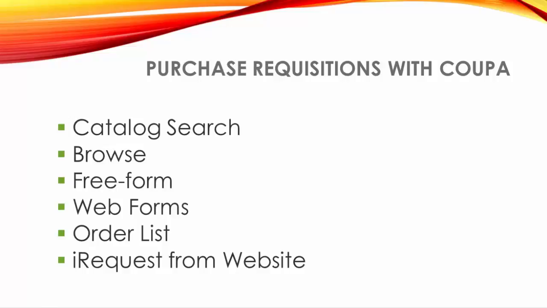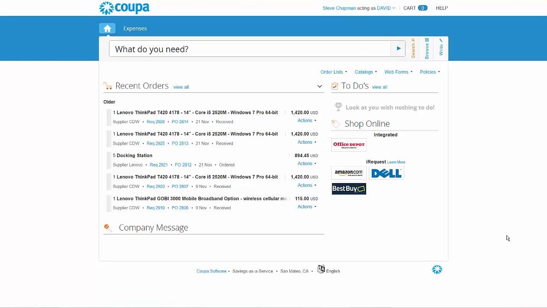There's a free form entry where you can enter whatever you want and specify details about what you're looking for. You can also order from a pre-designed web form that your employer put together to make it easy to buy certain things. You can also order from an order list. If you have recurring purchases, you can order from an order list. It'll allow you to put that requisition together much quicker. And finally, you can order from almost any website. If it offers items to purchase, you can then create an iRequest form that'll come right into your requisition in Coupa. So let's get started.